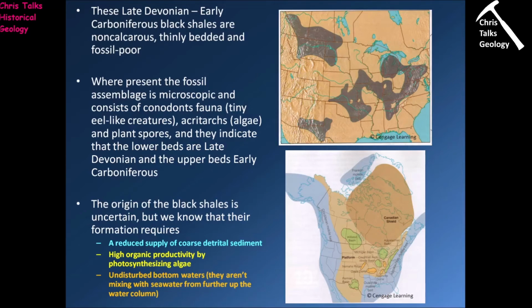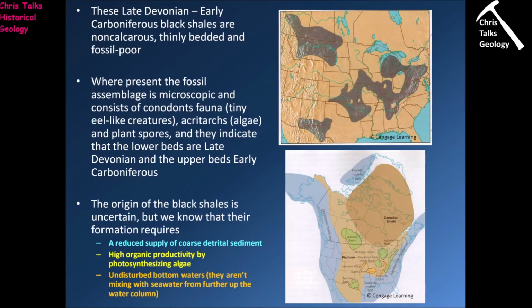So what we need is an anoxic bottom water. What happens is all the algae, as they die, float down to the bottom, and that means the water at the bottom begins to become anoxic because all the oxygen in the water gets used up through decomposition. So we have loads of organic material coming in.